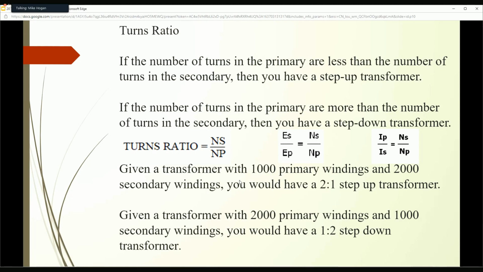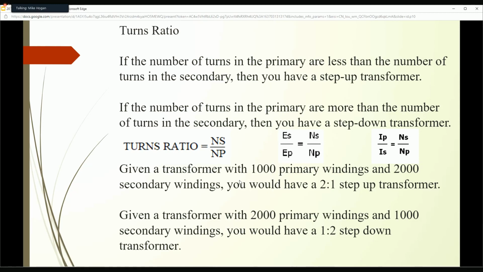We may have the same number of turns in the primary and secondary, which sometimes you do as an isolation transformer. In other words, you've got the same turns in the primary and the same turns in the secondary. So you expect something in the secondary very similar to what you had in the primary, but it's isolated from the AC input, right? You actually see that in the medical world some.